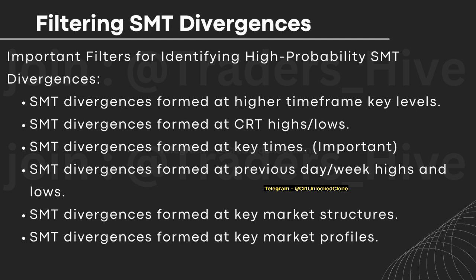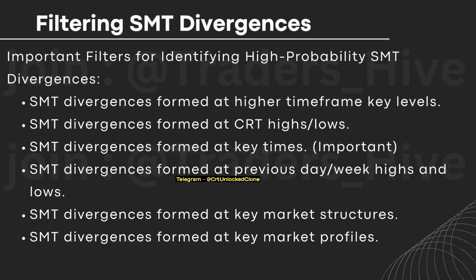Let's say we have two CRTs on two correlated assets, DXY and EU, right? And what happens is that EU takes out a CRT high, whereas DXY isn't able to take out the low and struggles to take out the low. This is a non-symmetrical condition, and this increases the probability of the CRT and makes it a high quality CRT for me.